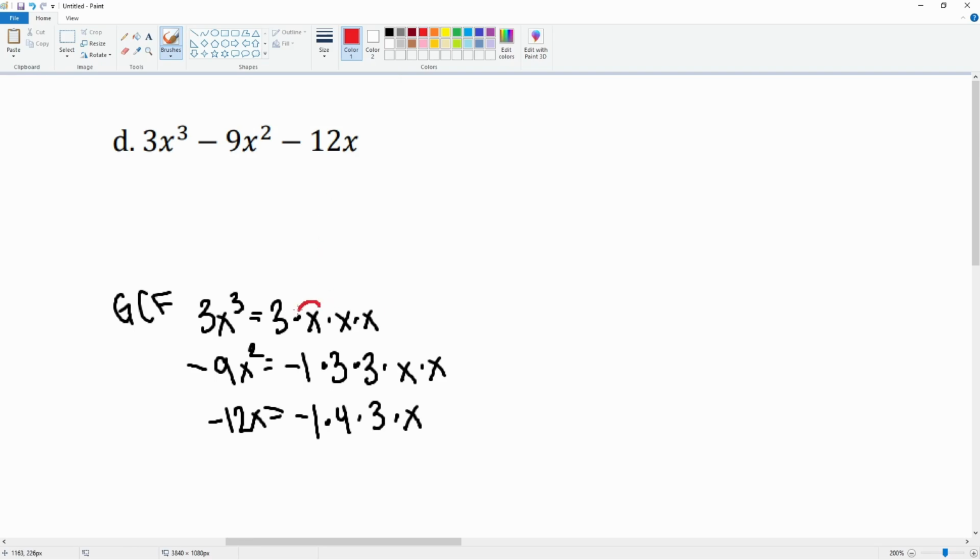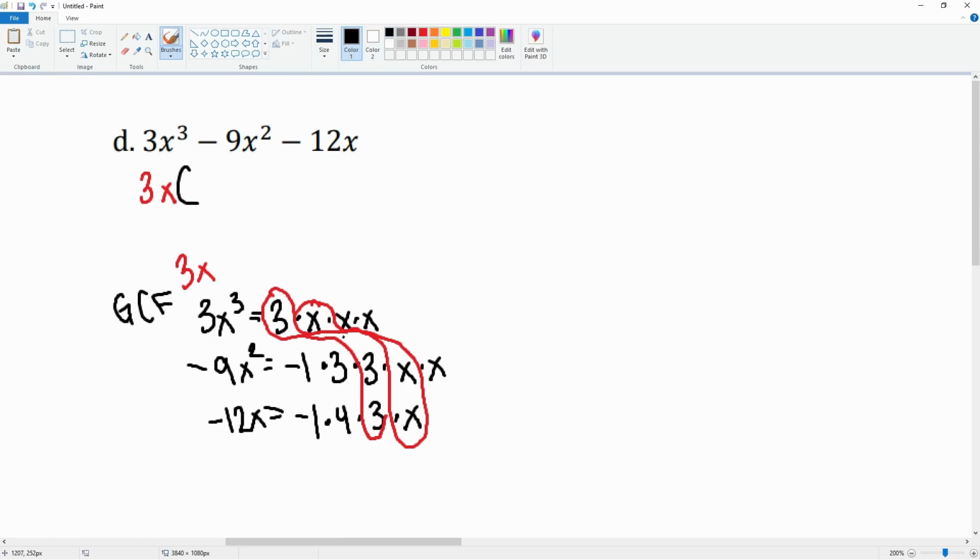I have one pair of x's here, right? And I have a pair of 3's. Sorry, I have triple 3's here, right? So my GCF is going to be 3x. So I pull out a 3x here from each term.